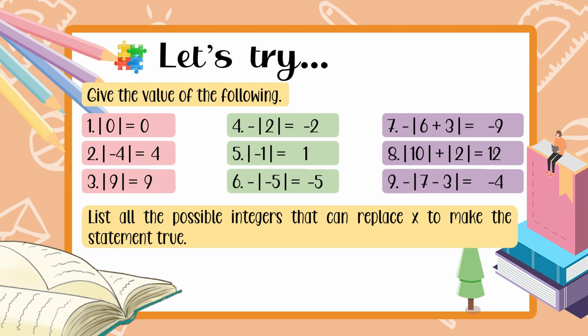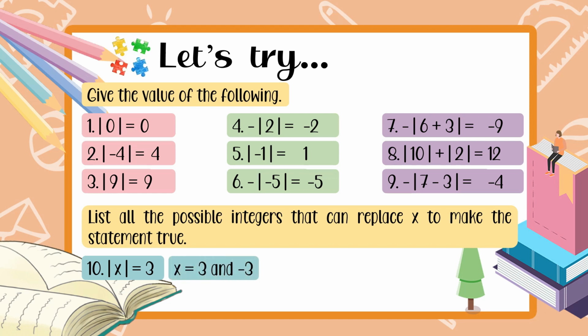Next, list all the possible integers that can replace x to make the statement true. Okay, the absolute value of x is equal to 3. There are only two integers na makakapagbigay ng absolute value of 3. They are positive 3 and negative 3. Therefore, x is equal to 3 and negative 3.